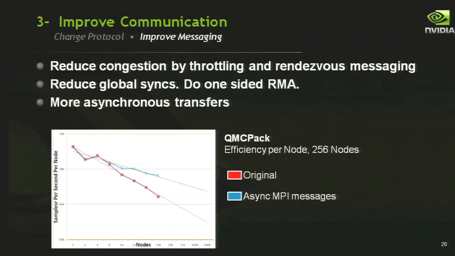The red line is where it was, and then the blue line is with an improvement, which is that they started doing asynchronous MPI messages to all the nodes. So instead of having one message go out and then the next and then the next, they sort of parallelized this. And that helped improve the overall performance.